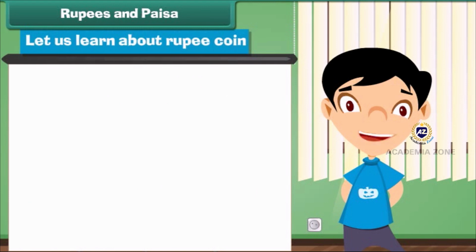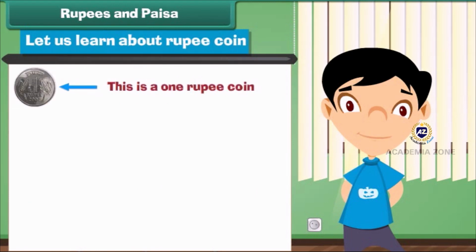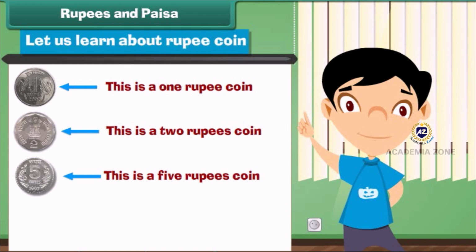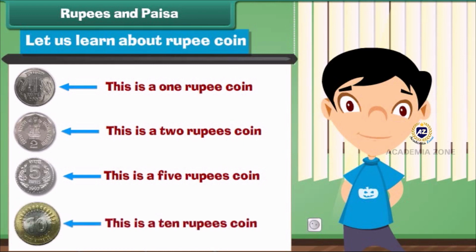Let us learn about rupee coin. This is a 1 rupee coin. This is a 2 rupees coin. This is a 5 rupees coin. This is a 10 rupees coin.